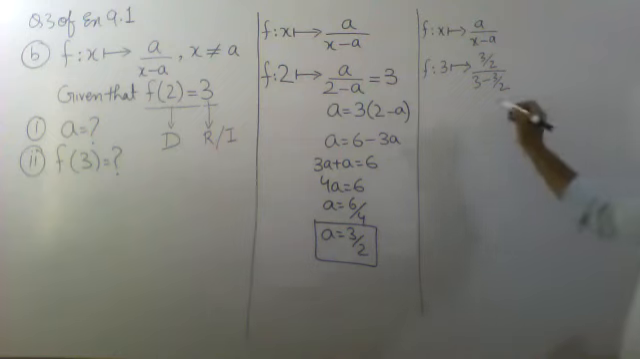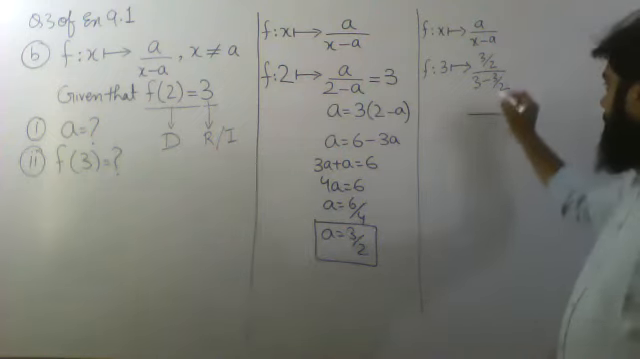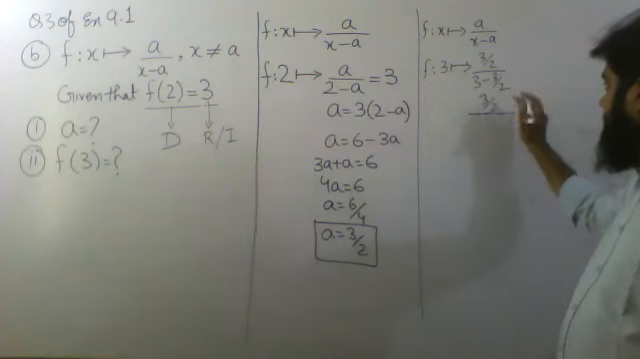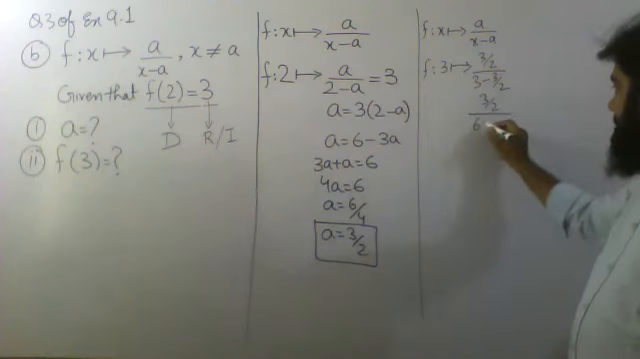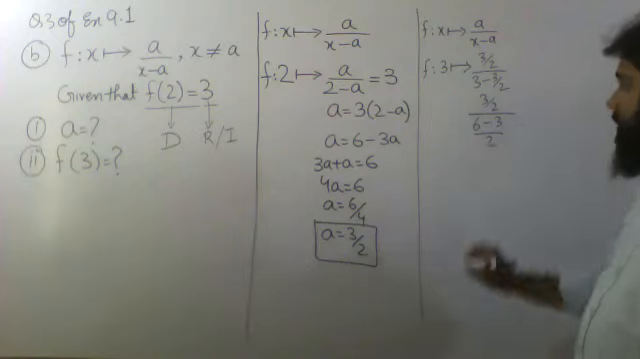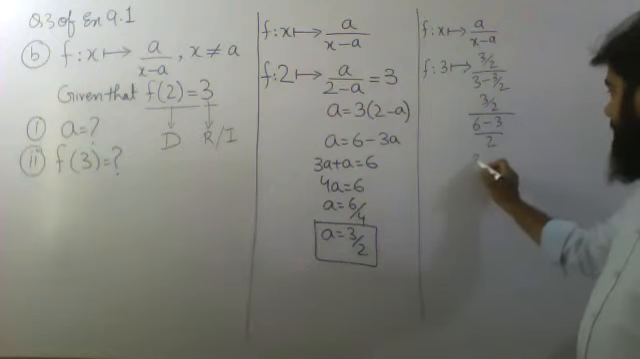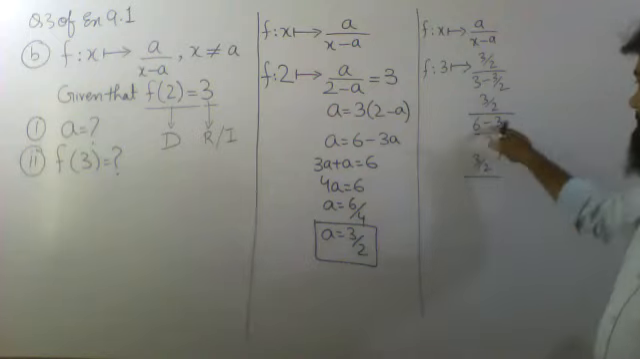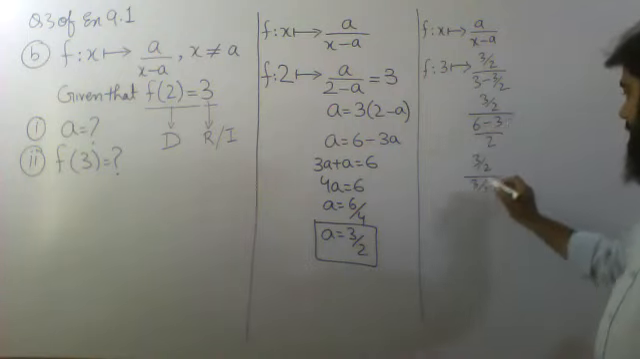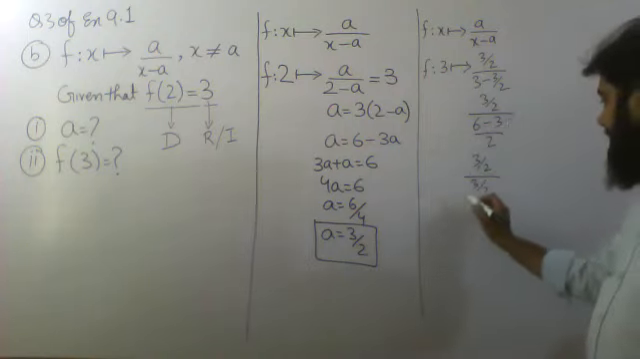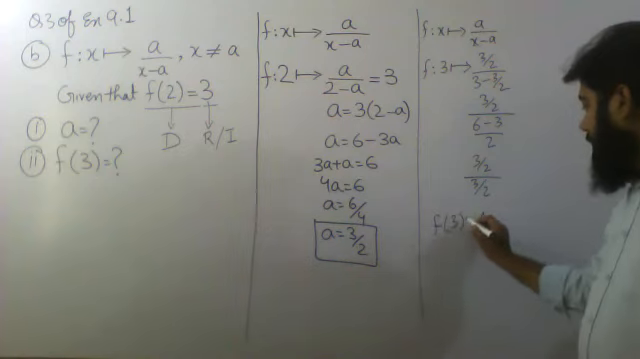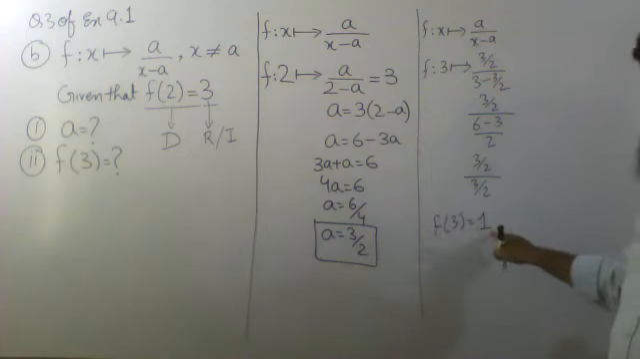Simplifying it, 3 over 2 will remain like this. Taking LCM, 6 minus 3 over 2. Simplifying it, 3 over 2 divided by 3 over 2, they cancel. The result is going to be 1. It means when I plug in 3 as the domain, the result is coming 1, and that is going to be your answer.